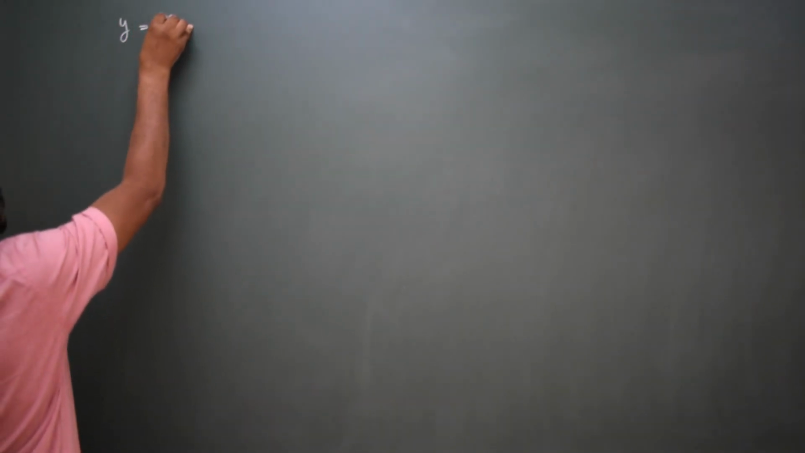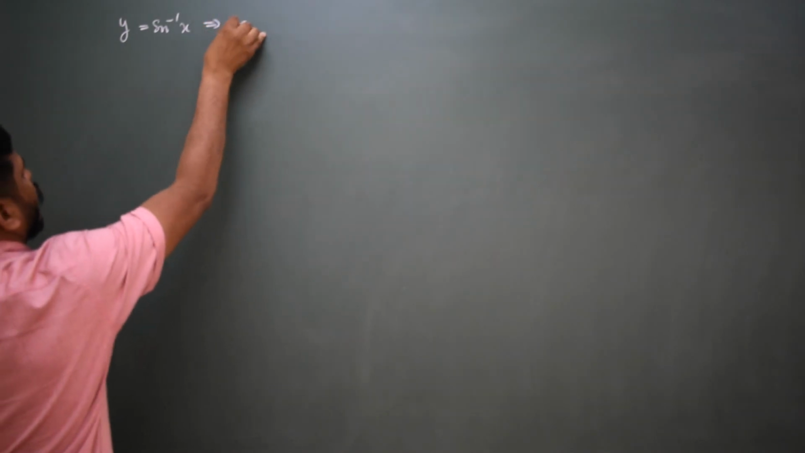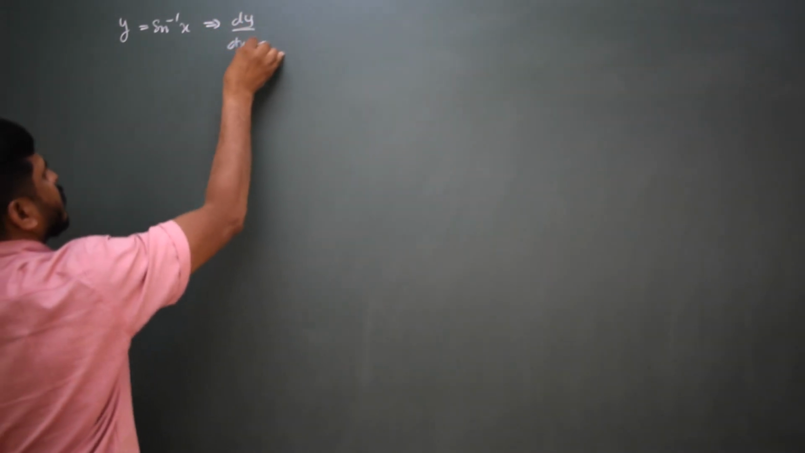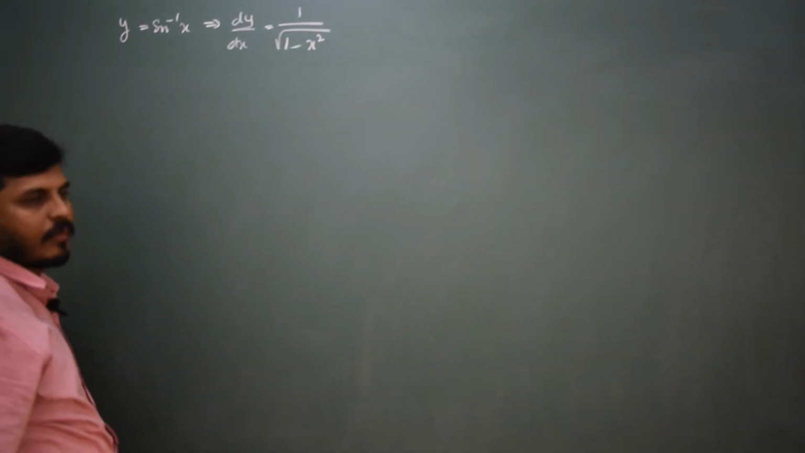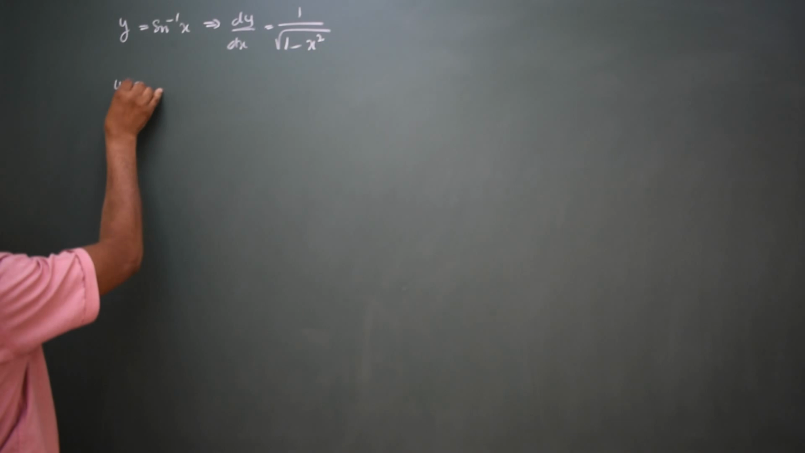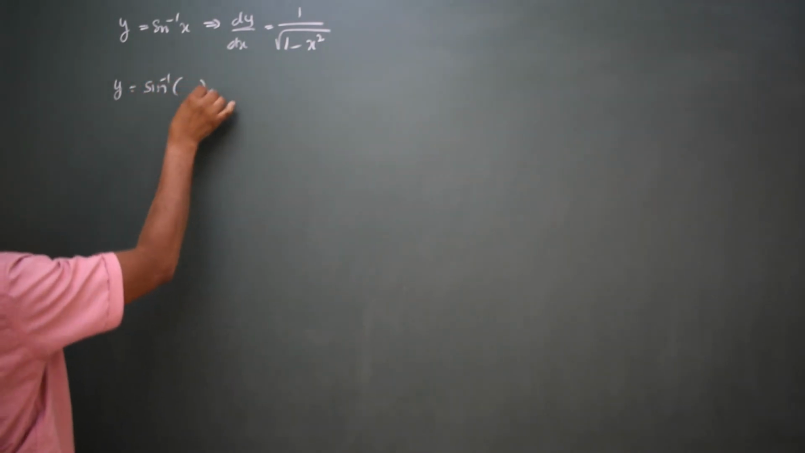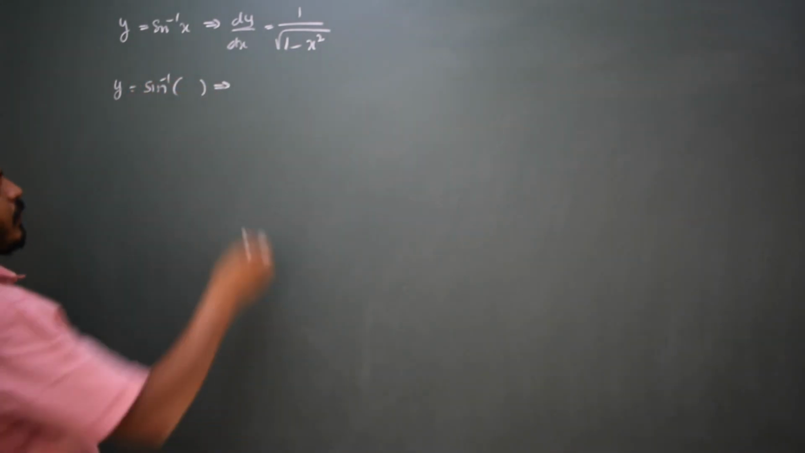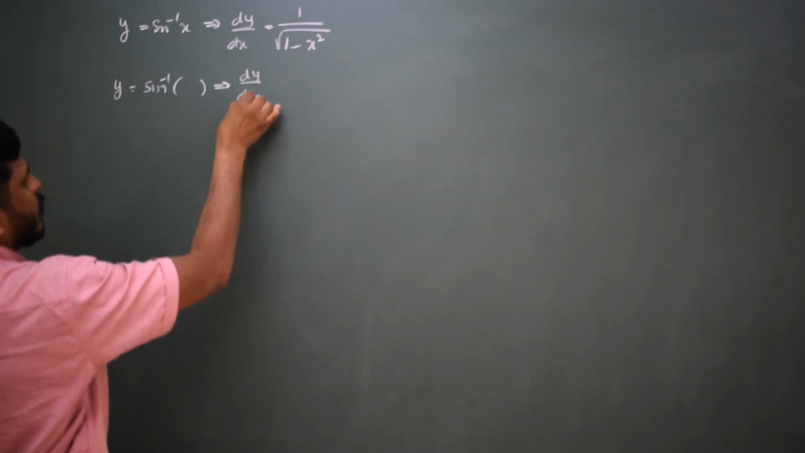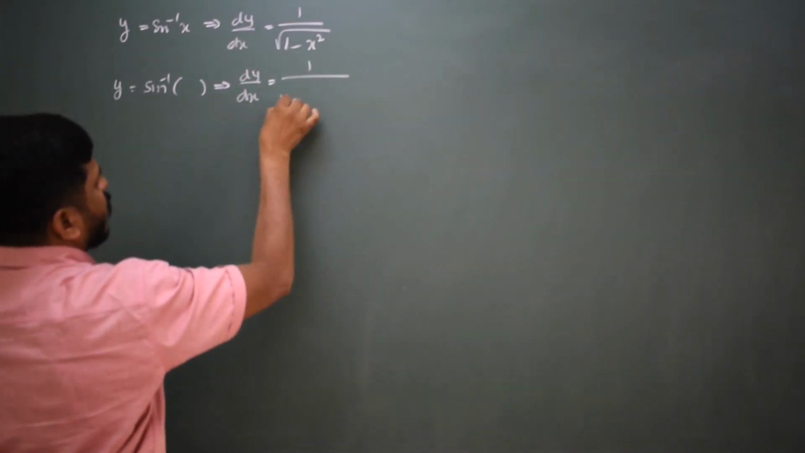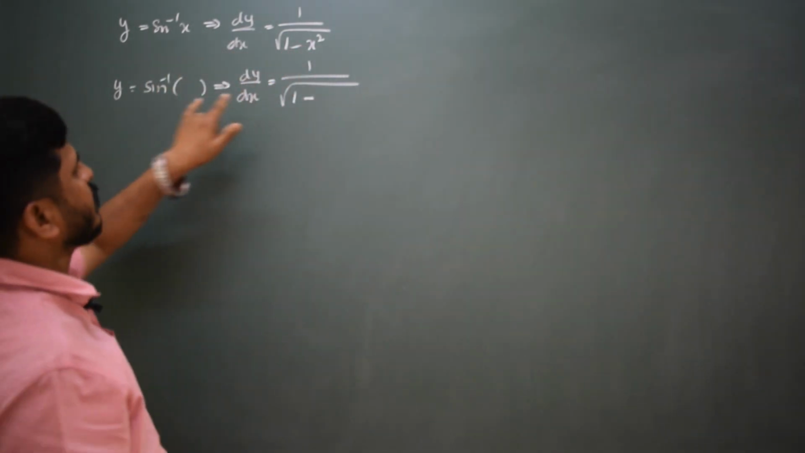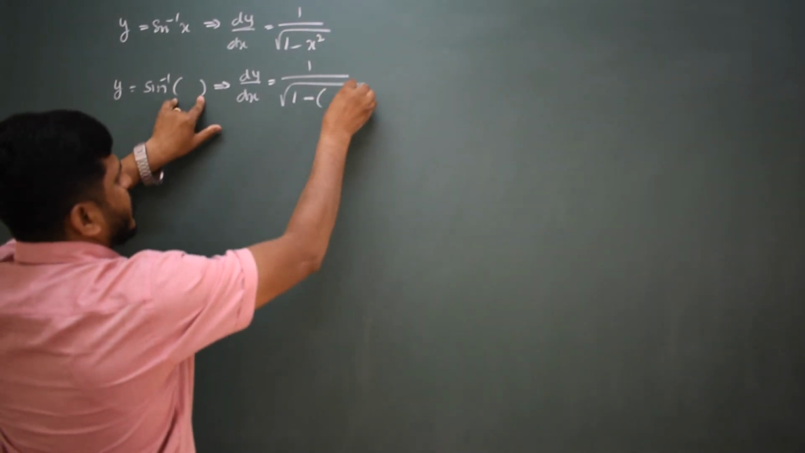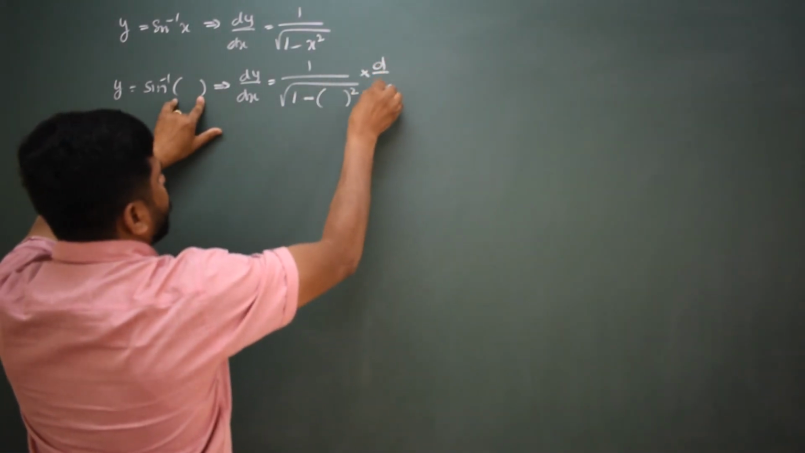Similarly, inverse trigonometric functions. y is equal to sin inverse x. What is the differentiation of sin inverse x? 1 by root of 1 minus x square. So read this as y is equal to sin inverse something. Then dy by dx is equal to 1 by root of 1 minus something the square into differentiation of something.